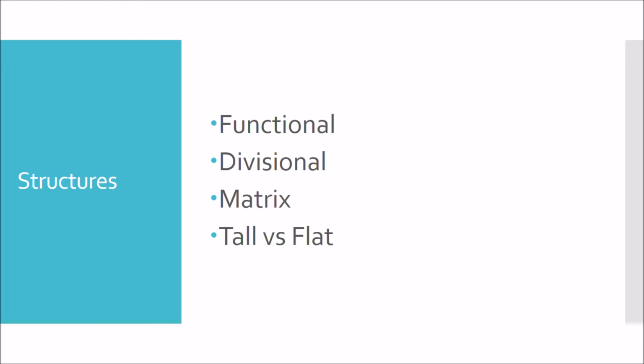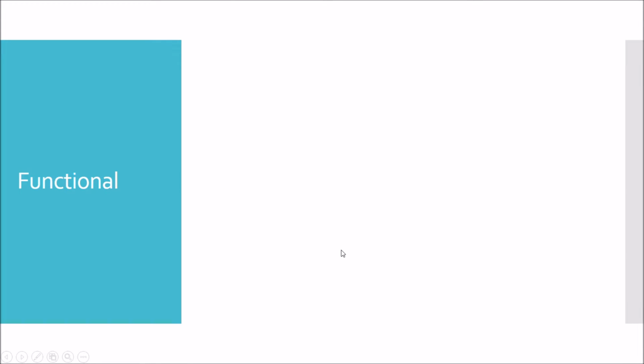So we've got three structures that we're going to consider: functional, divisional, matrix, and then we've got tall versus flat structures. So functional first. In our functional structure, we have our organisation segmented on the basis of functions, and that's our specialisms really. So we've got the production department, a marketing department, a finance department, HR, sales, what have you.